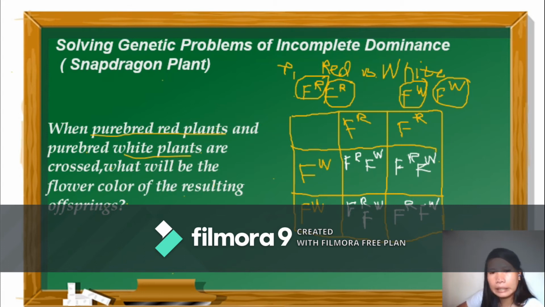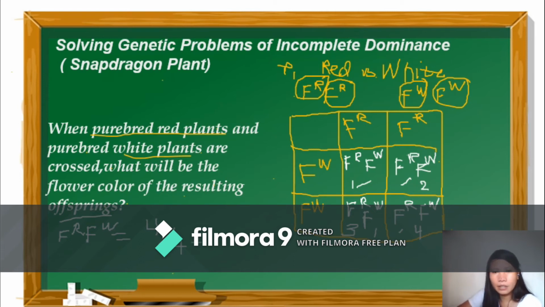Okay, third step. Balikan natin yung tanong, what will be the flower color of the resulting offspring? So, ang tinutukoy na offspring dito is tong 4 na boxes na yan. Yung naka-white na ink. Those are the offsprings. Okay? So, balikan natin. F raised to R. Kopyahin natin. F raised to W. Okay. So, bilangin natin kung ilan yung ganito sa offspring na box. So, we have 1, tapos 2, tapos 3, and then tapos 4. Okay. So, ibig sabihin, 4 na ganyan. So, 4 na ganyan out of 4 na boxes para sa offsprings.